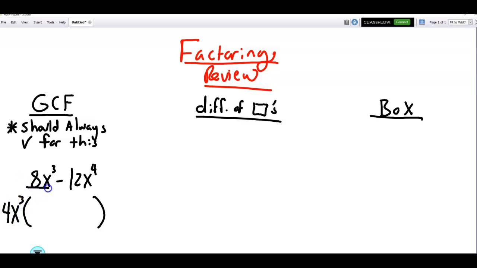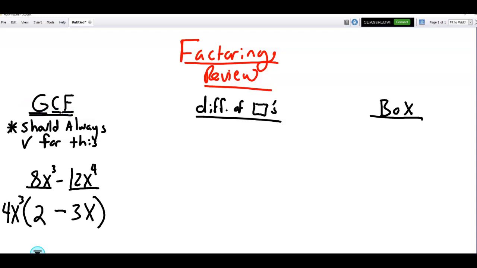So if I divide 8 by 4, I'm left with 2. And if I divide x cubed by x cubed, I'm left with just 1. But you don't really need to write times 1, so I'll just get rid of it. If you divide 12 by 4, you have 3. If you take x cubed away from x to the fourth, then you're left with 1x. And there's our outcome. Okay? So you want to take out the greatest factor that they have in common.